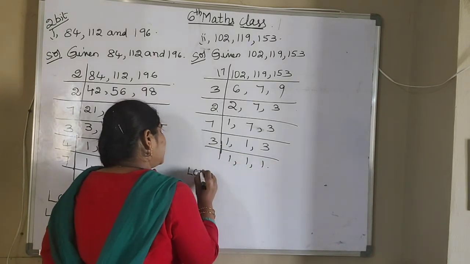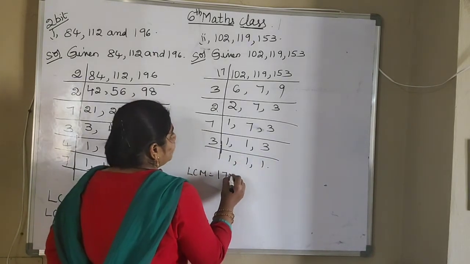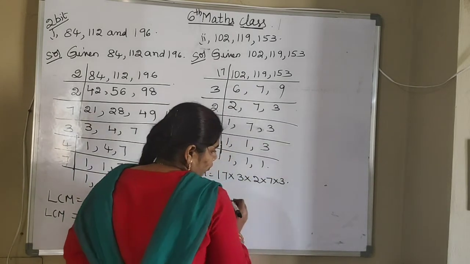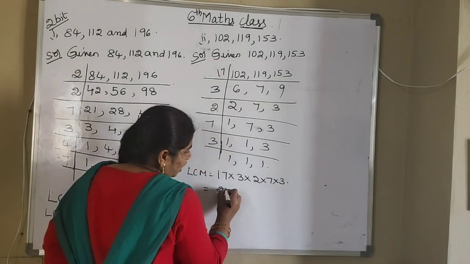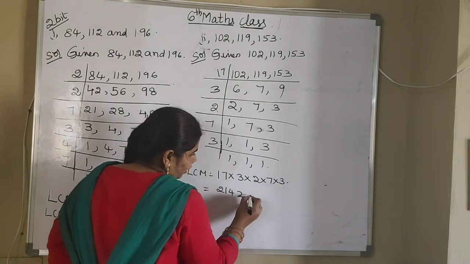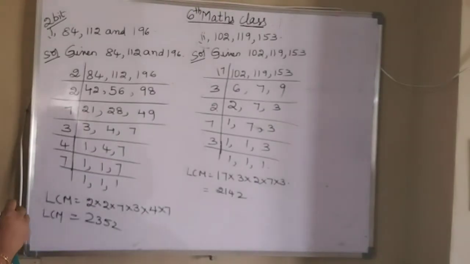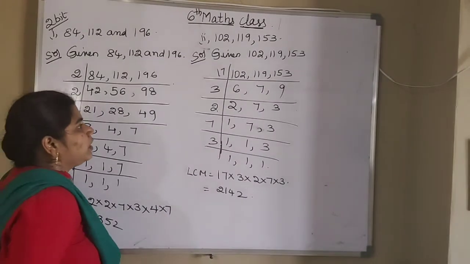Okay. Now what is the LCM here? That will be 17 into 3 into 2 into 7 into 3. So if you multiply all of this, you will get 2142. So this is the LCM for this question. So what is the LCM of 102, 119 and 153?